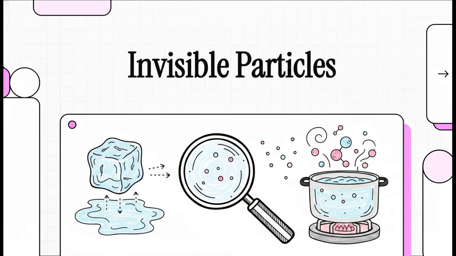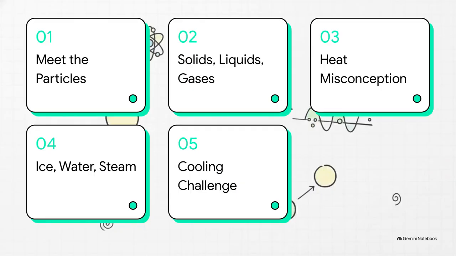Have you ever just watched an ice cube melt into a puddle, or wondered how a boiling pot of water just kinda vanishes into thin air? Well, today we're diving into exactly that for our grade 7 learners. We're going to explore how tiny, literally invisible things create the massive, visible changes that we see in matter every single day. Okay, let's dive into this.